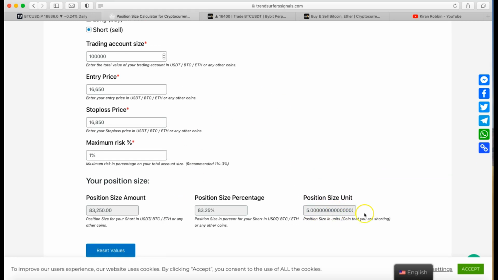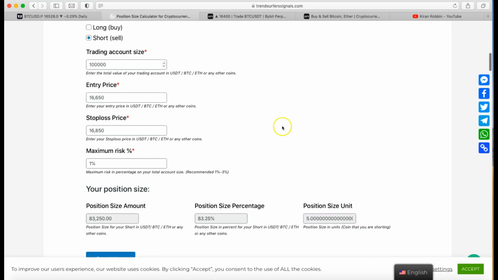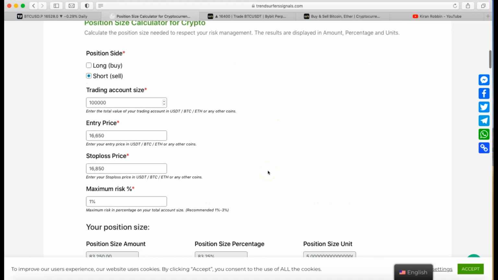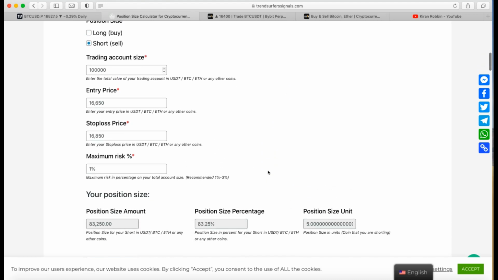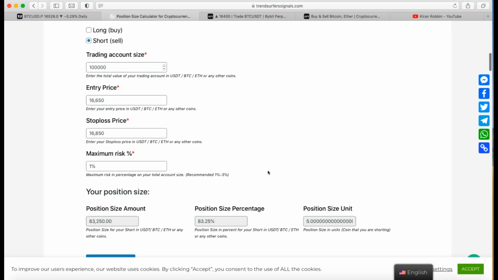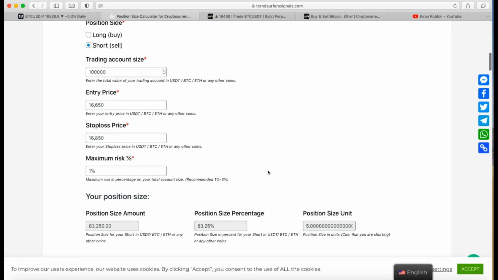But that's before using leverage. So in this case, to meet these requirements of the trade, I need to have 5 Bitcoin. But with 10x leverage, I only need 0.5 Bitcoin. With 5x leverage, I need 1 Bitcoin. So as you can see, using leverage just means that you're able to put less margin needed to put the position size. Just play around with this calculator if you are interested, and it will really highlight the concepts to you. A lot of this stuff you learn by doing, not by theory.